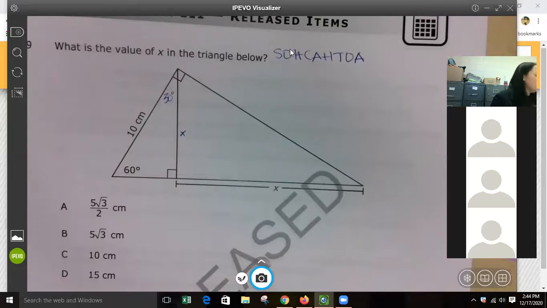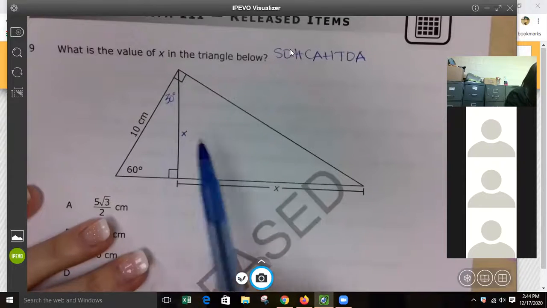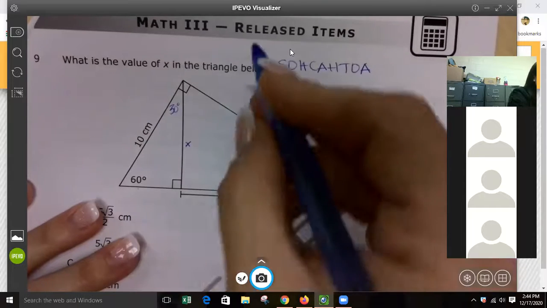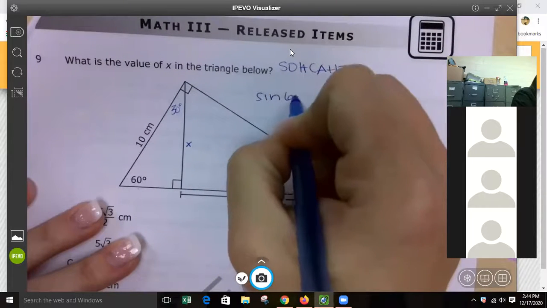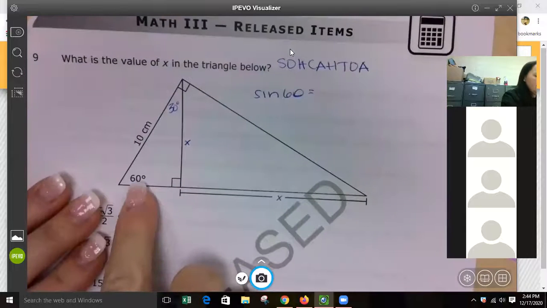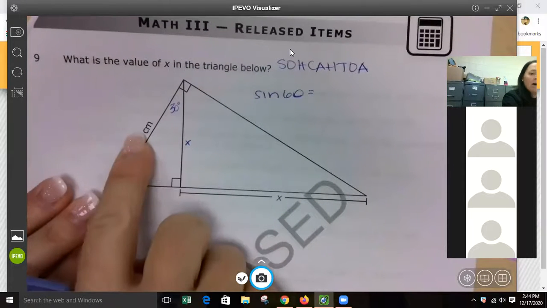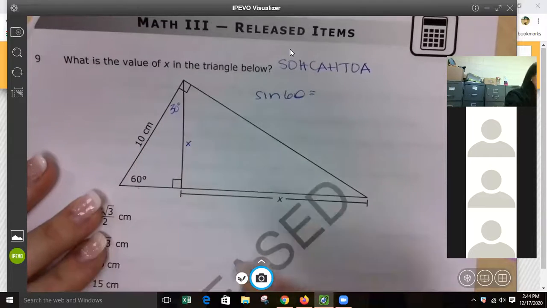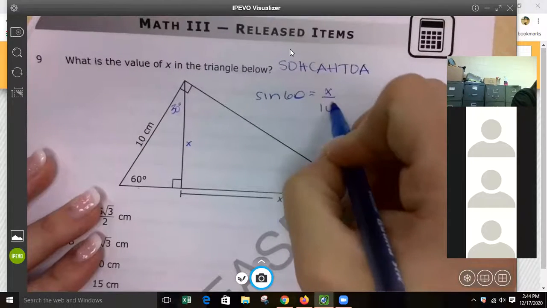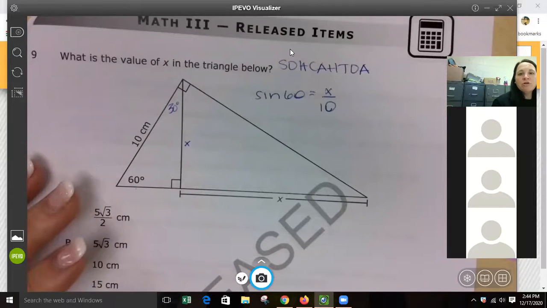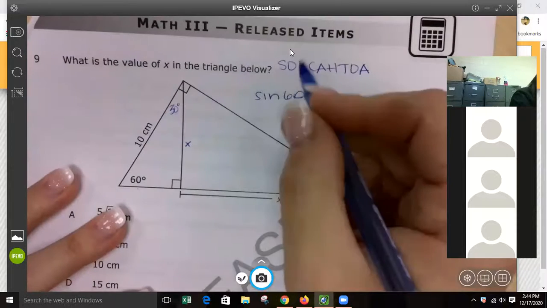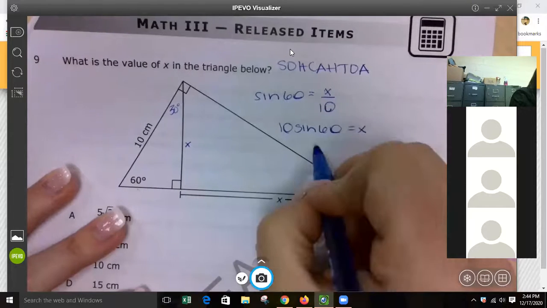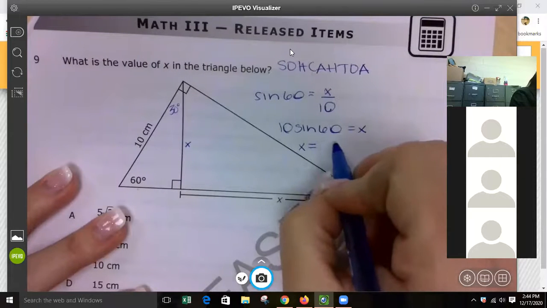So check this out. The way we do this to find x, you can use either the 60 or the 30. I used the 60. The reason I use sine is because I have my opposite and my hypotenuse. Okay, so x is opposite and 10 is your hypotenuse. So x over 10. Don't forget to put your calculator in degree mode. So you multiply by 10. And you get x equals 8.66.